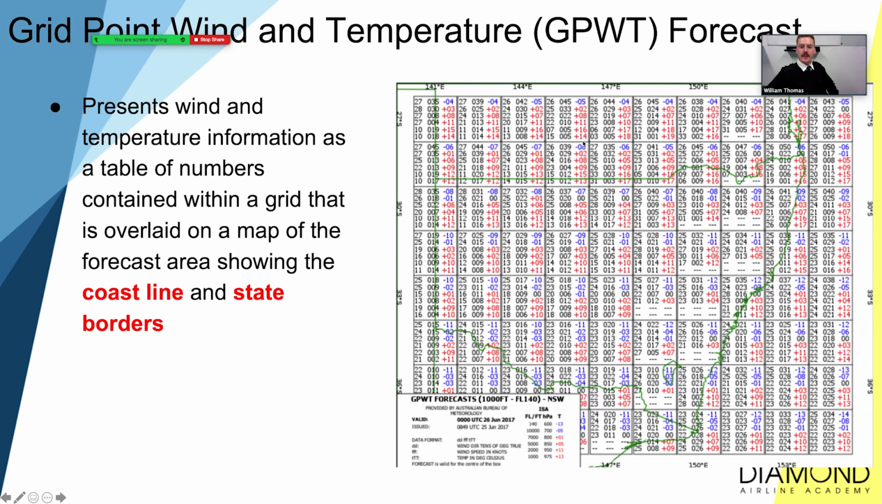All right, grid point, wind and temperature. This can look a little bit confronting initially. You'll become really familiar with using this guy as you go through and do planning for your navigational flights. So it gives us the winds and temperature information as a table of numbers contained within a grid that is overlaid on a map of the forecast area, showing the coastlines and the state borders. So this looks like New South Wales. Here we've got the eastern coast of Australia, the New South Wales-Queensland border, and then the New South Wales-Victorian border.